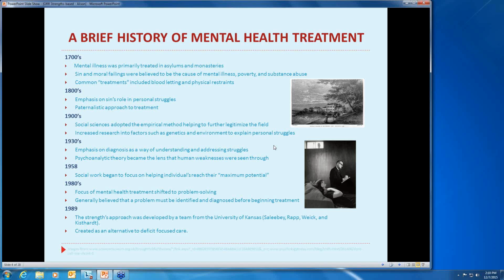And I dropped in that it came from the University of Kansas, and that's also where I got my MSW. So that was emphasized very heavily in my education.